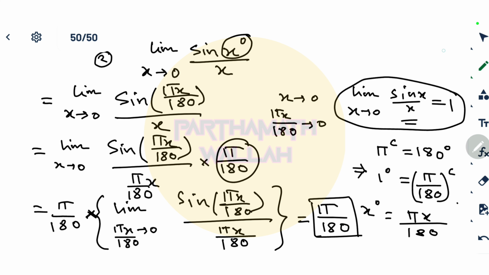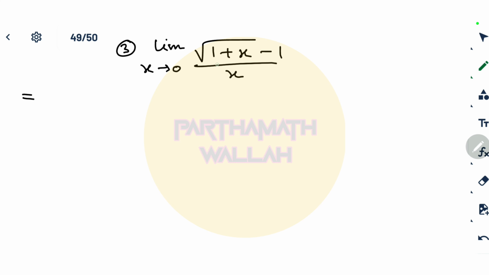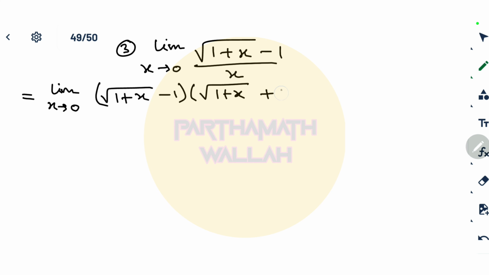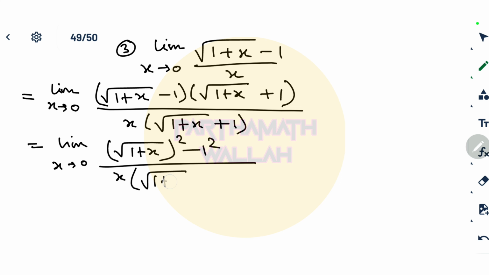Now the next problem, the third one for today. Our third problem is limit x tends to 0, root over of 1 plus x minus 1, by x. Here an irrational part is present, so we need to multiply both numerator and denominator by its conjugate, that is root over of 1 plus x plus 1. Multiply it on both sides. Now the next move: the numerator has an a plus b, a minus b pattern, so it is a square minus b square, divided by x into root over 1 plus x plus 1.